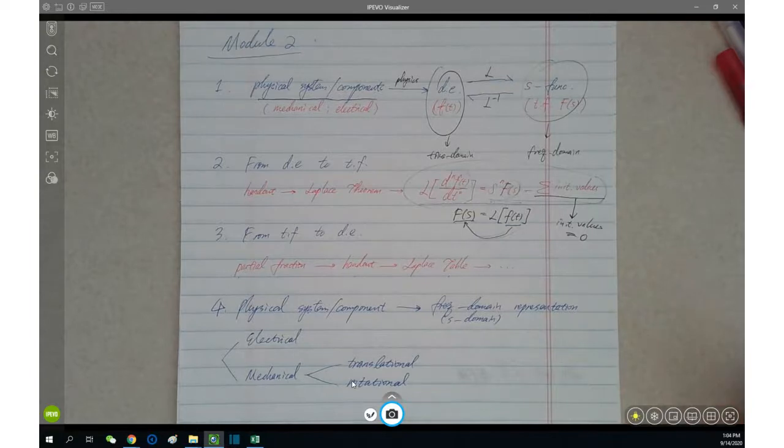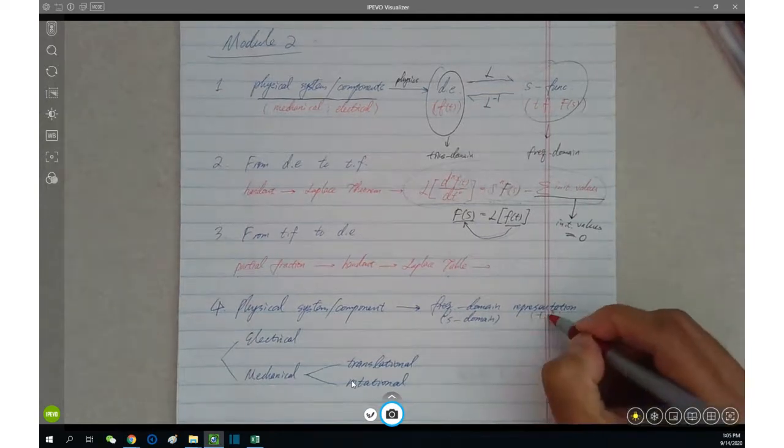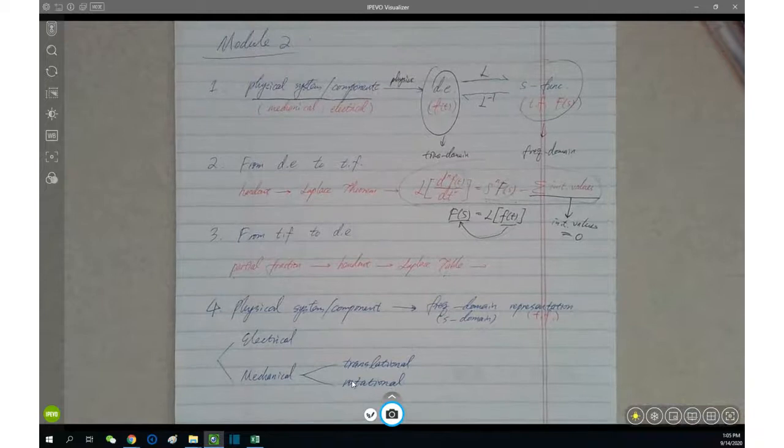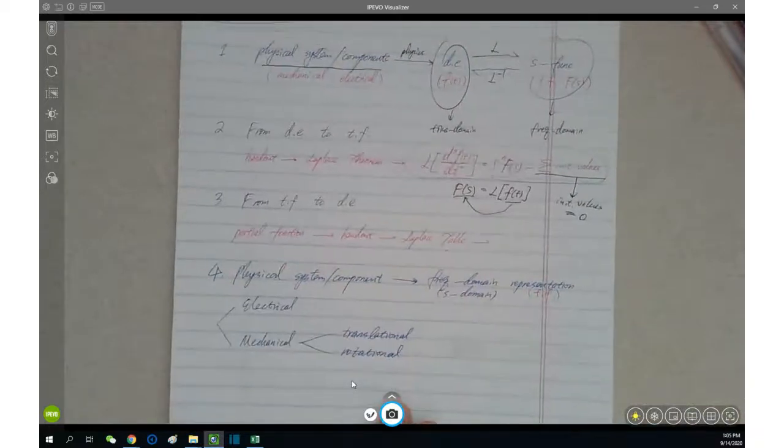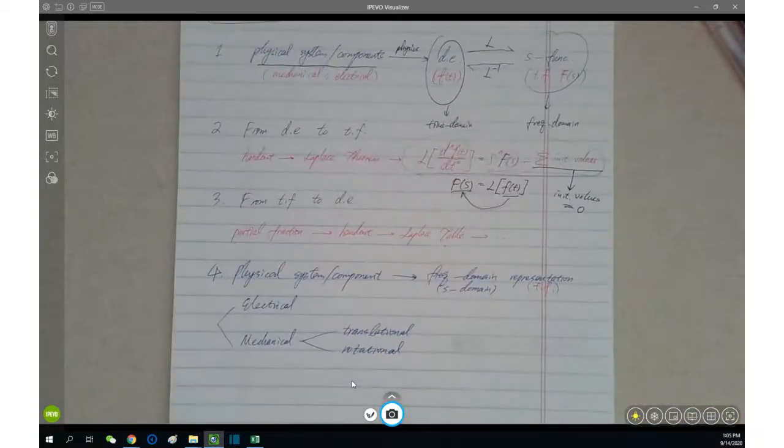Today, the very last part of module 2, we're going to summarize the very basic physical, or say electrical and mechanical, system components and their frequency domain representation, which is nothing but the transfer function. We will develop some tables to summarize everything together and keep them organized.